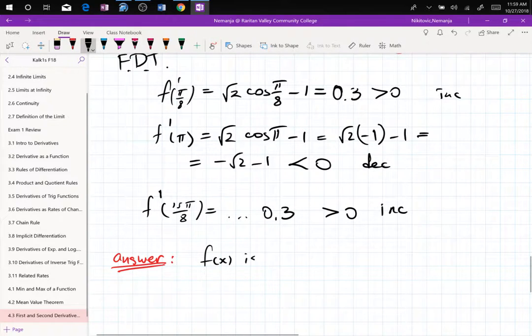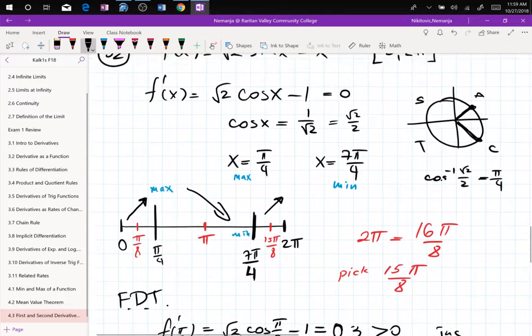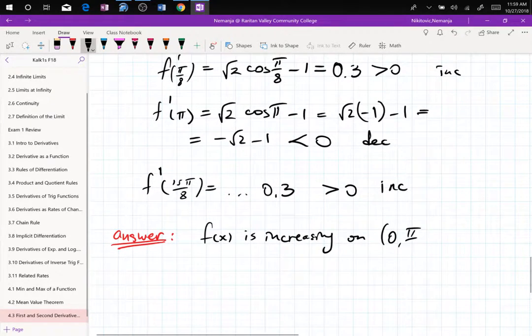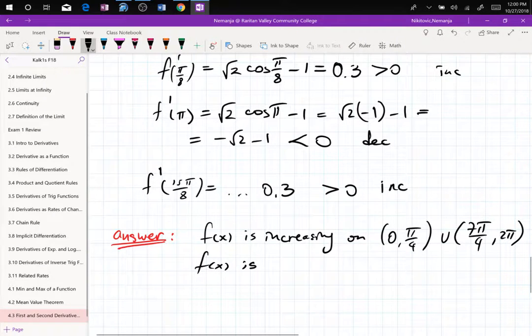F of x is increasing on 0 to pi over 4 union 7 pi over 4 to 2 pi. F of x is decreasing on pi over 4 to 7 pi over 4, which is the gap in the middle.